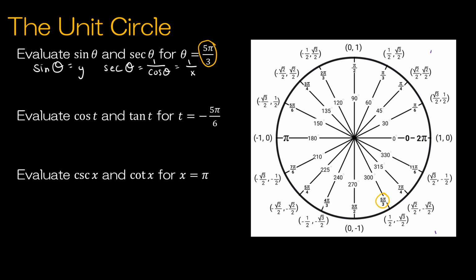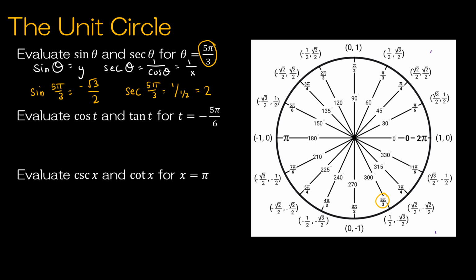5 pi divided by 3 is right here, and here's my ordered pair. So if I want to find sine of 5 pi divided by 3, I'm just going to look at the y value for that ordered pair, negative radical 3 divided by 2, and I'm done. That's the beauty of the unit circle. If I want to find secant, it's 1 divided by cosine, or 1 divided by the x value. So secant of 5 pi divided by 3 is 1 divided by 1/2, which of course is 2. So secant of 5 pi over 3 is 2.